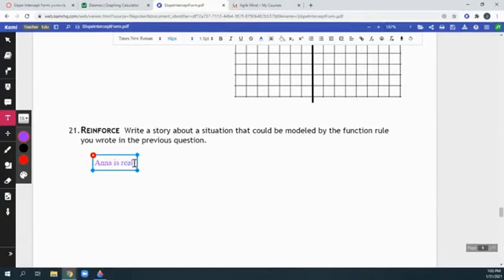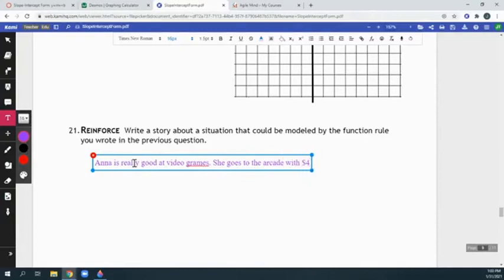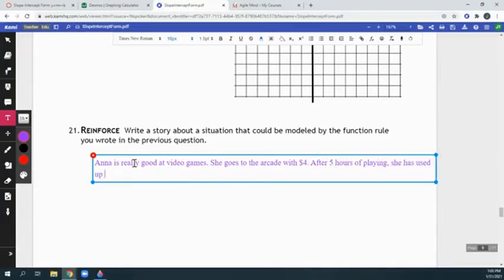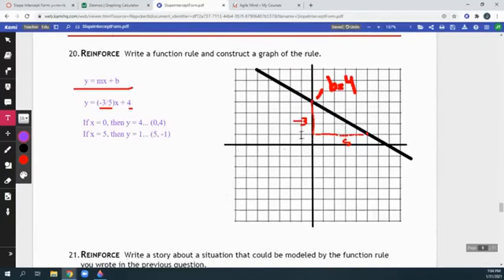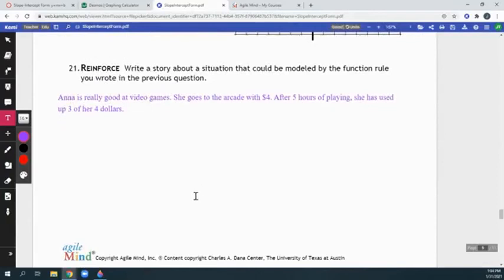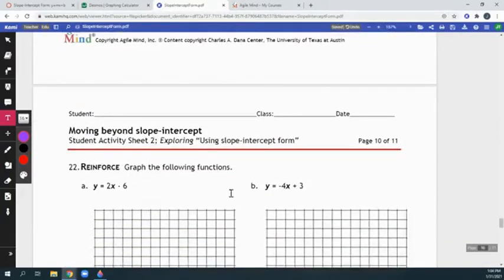Anna was really good at video games. She goes to the arcade with $4. I'm really, really typing great. After 5 hours of playing, she has used up $3. There. You could figure out how many dollars per minute if you wanted. You could do a little math and figure all that out, but no need. We could turn them to quarters instead of dollars, because that's usually what you play with in an arcade, at least when I was a child.